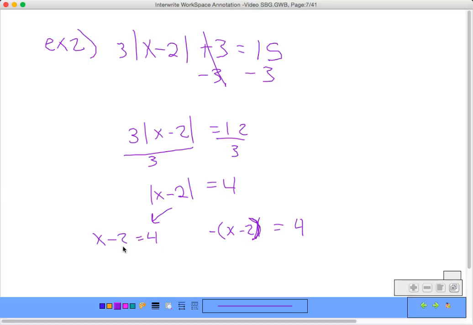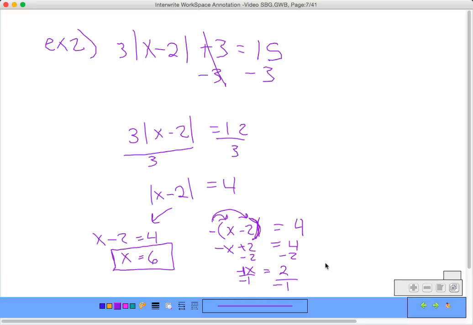So now we can get rid of those absolute value bars. Here I'm going to add 2. Here we're going to distribute, which gives me negative x plus 2 equals 4. Then to get x by itself, I need to subtract 2. And then I need to divide by negative 1, because remember, there's always a 1 in front of that x. So I'm going to divide by negative 1, which gives me x equals negative 2 as my other answer.